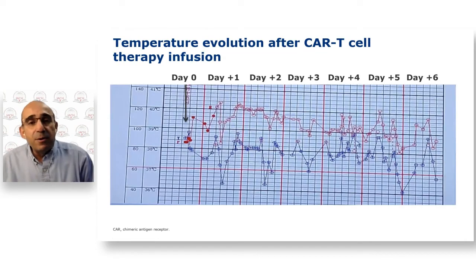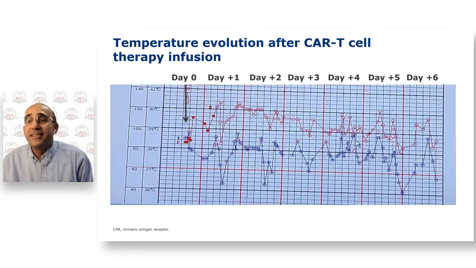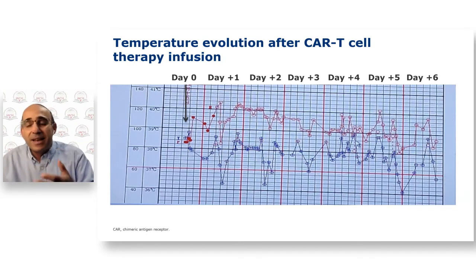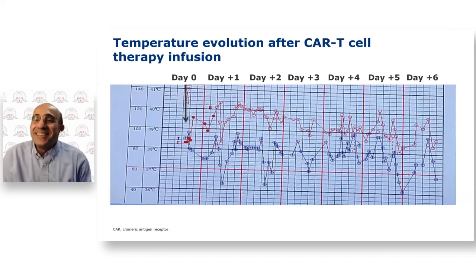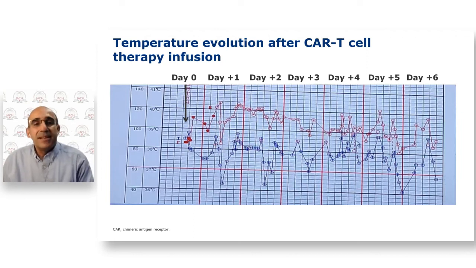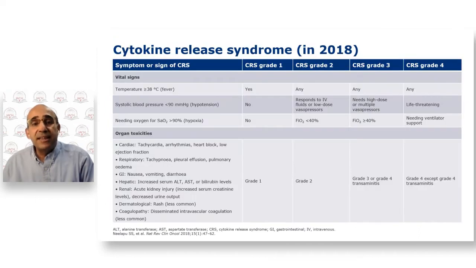So this is the evolution of the temperature and the arterial tension of this patient. This is real world; now everything is electronic, but at this time it was still on paper. And you can see that less than 24 hours after the CAR T-cell infusion, he developed hypotension and also high fever, more than 40 degrees.